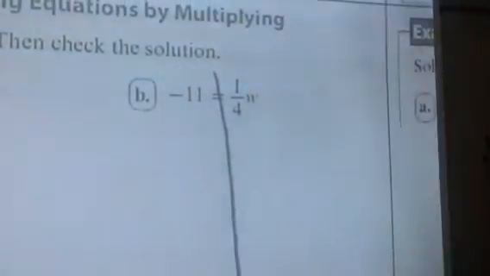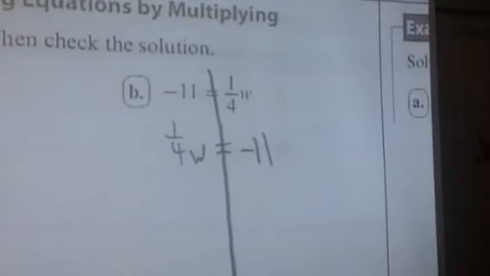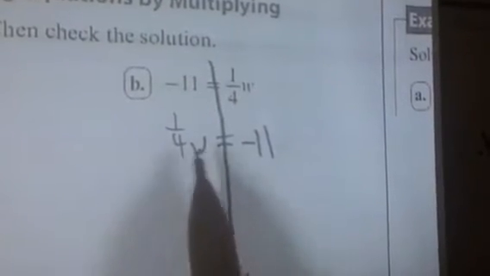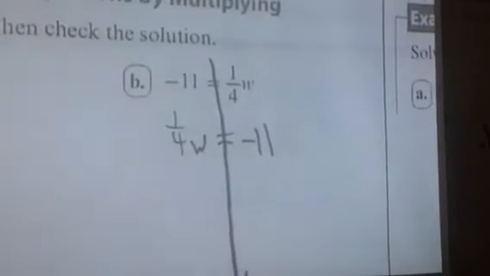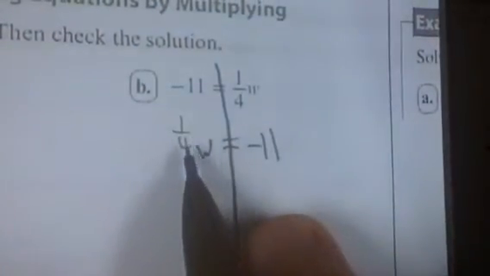Okay? Let's do the same thing here. Now again, what I like to do is take the values and flip them to where your variable is over on the left, or the goon side. So 1/4 w equals negative 11. Now, what I've got right here is this 1/4 written right next to this w. When it's written right next to it like that, that means multiplication. To get rid of multiplication, I want to do the opposite of multiplication, which is division. So I can divide each side by 1/4.